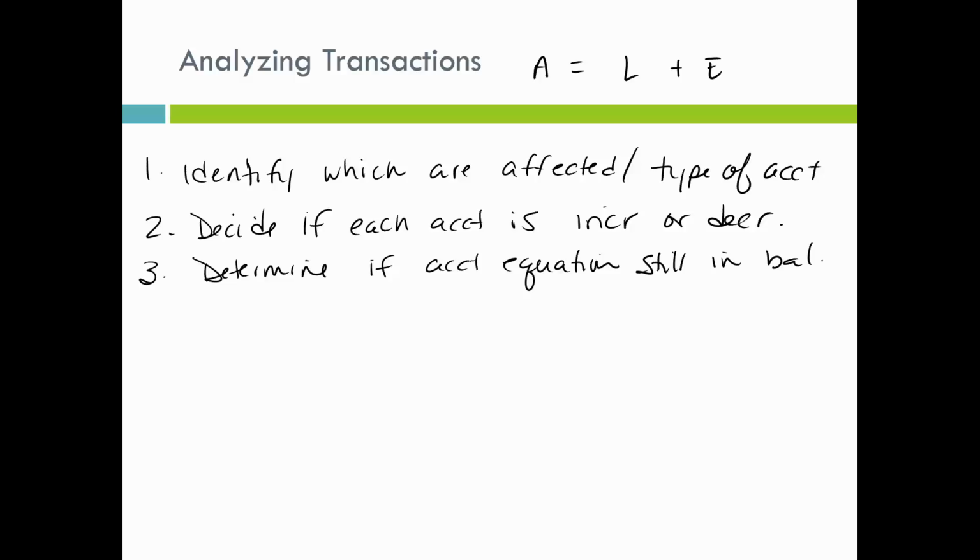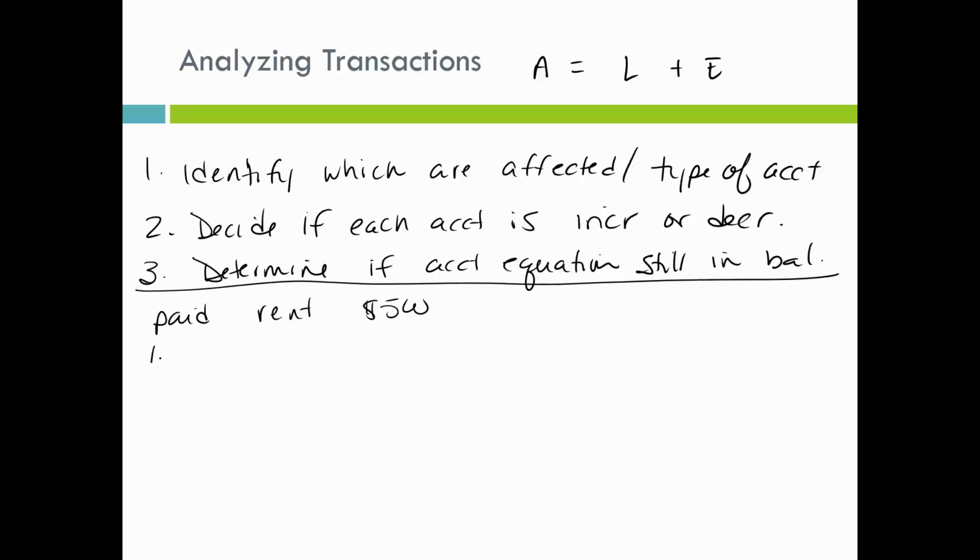So for example, let's say I paid my rent $500. So that's how we say it in English, right? So step one, which accounts are affected? Now this at first will be a little bit tougher. At first we'll have to go through these kind of slowly, but after a while you kind of get used to these. And if you worked for a company, you would have a chart of accounts that would tell you what the account names are. But for this one we'll say I paid my rent. So which accounts are affected?